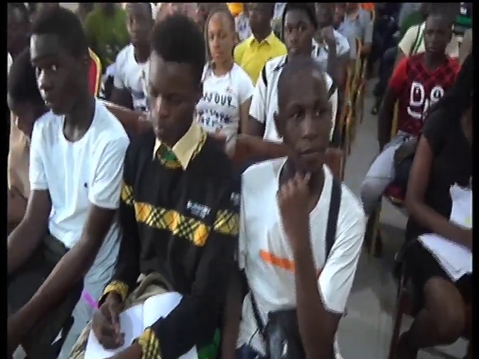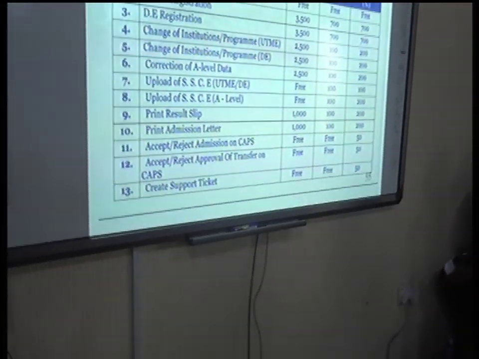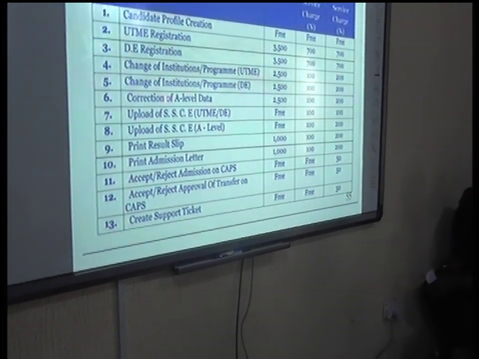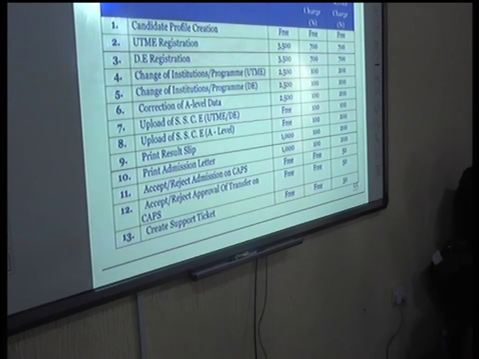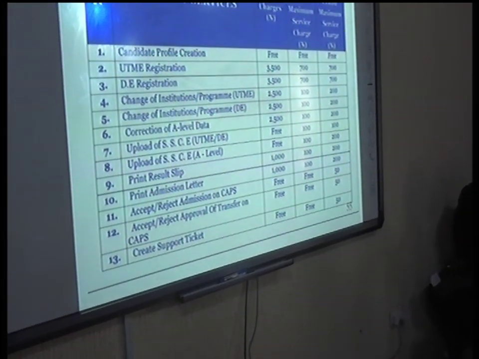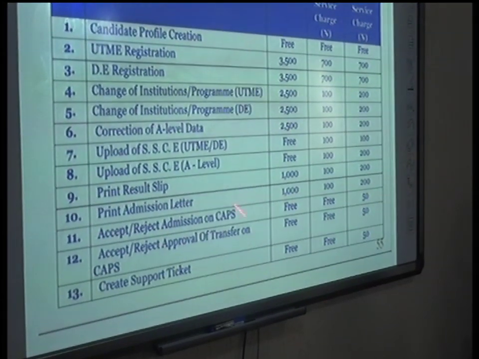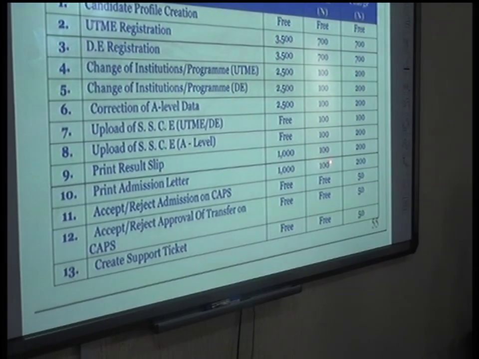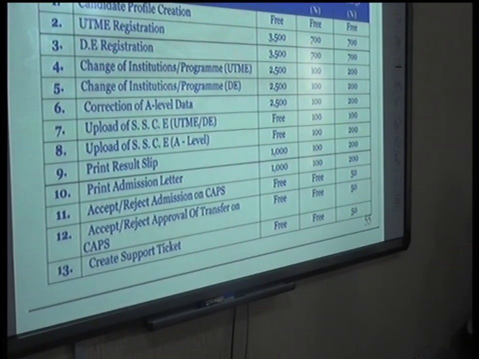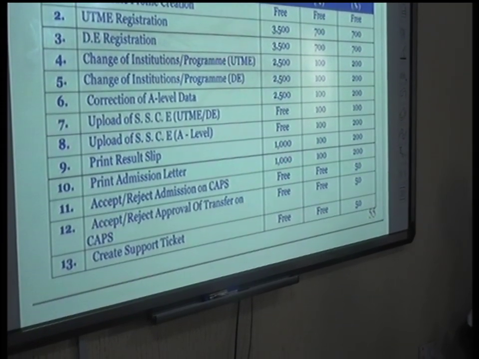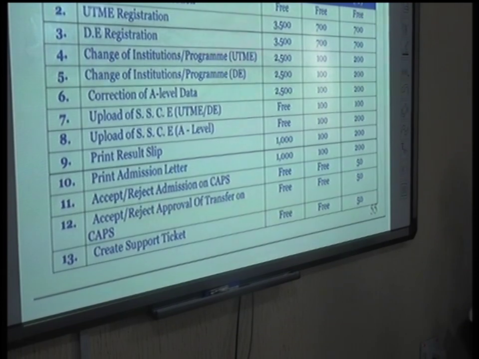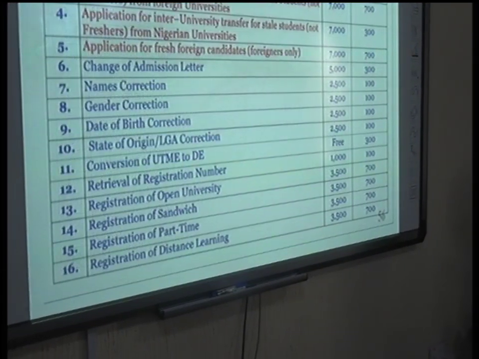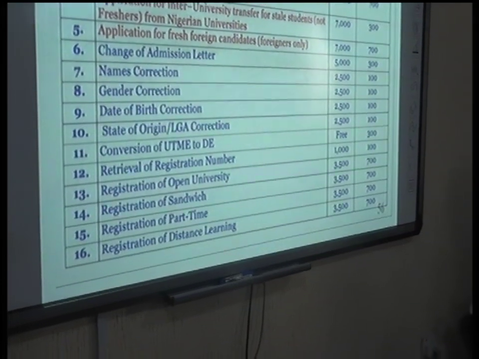Okay, so those are some of the payments you will make. Uploading your SSCE result is free. Then change of institution, maybe you want to change school, is 2,000 naira, and the CBT Center will collect 100 naira. What else is important to you here? Printing the result slip when your result is out is 1,000 naira, and the center will collect 100 naira. To print your admission letter is 1,000. Then the other fee, you have not gotten to that stage. Okay, so you just take note of the important ones.